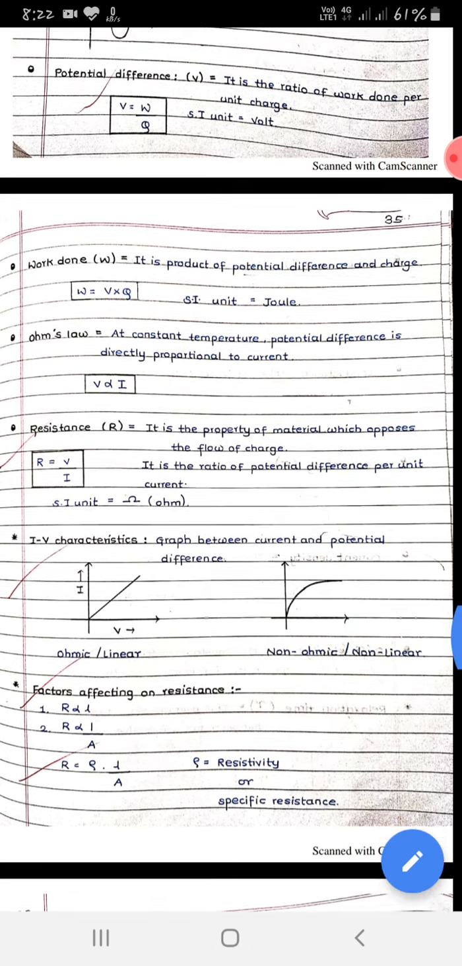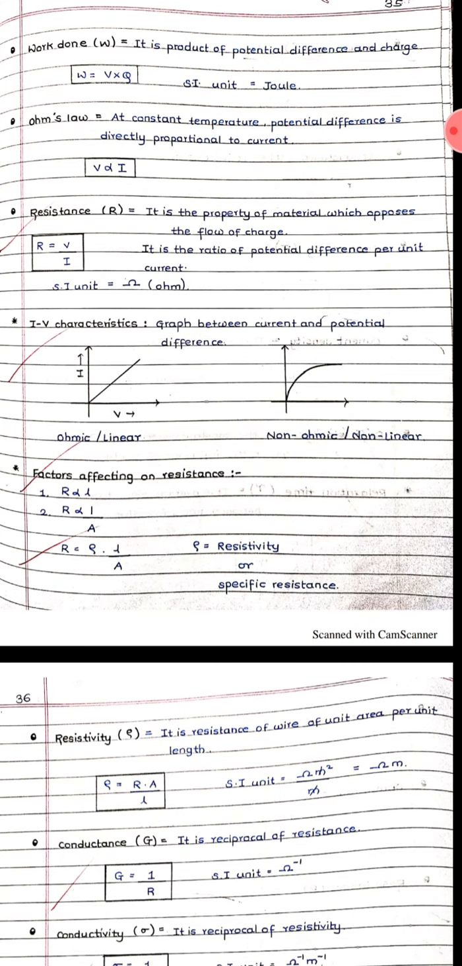Next, here it is written IV characteristics, but we can't say IV characteristics; rather, we can say it is the graph between current and voltage, that is ohmic and non-ohmic conductor or resistance. So we'll say ohmic resistance or non-ohmic resistance.